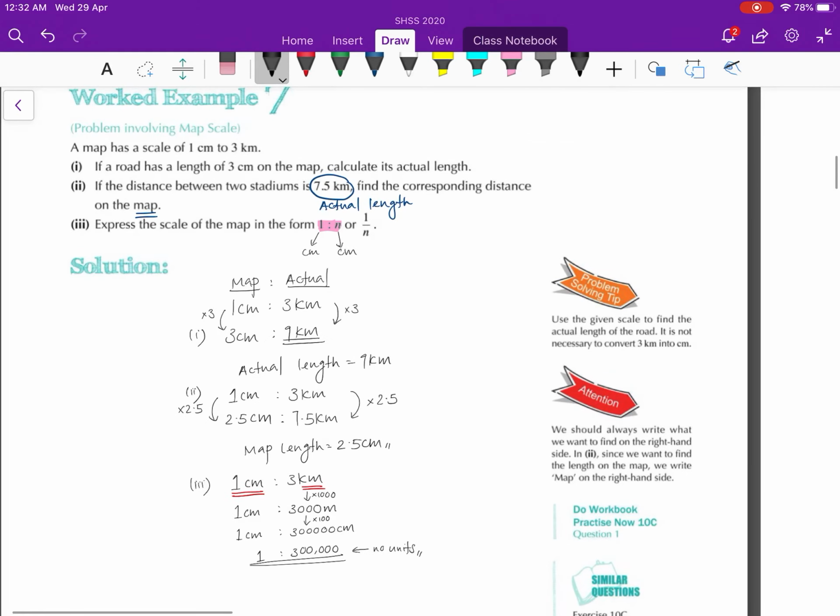Now, I need you to go ahead and do workbook page 116, Practice Now 10C question number 1. Upload your answers onto OneNote. Just one question today.